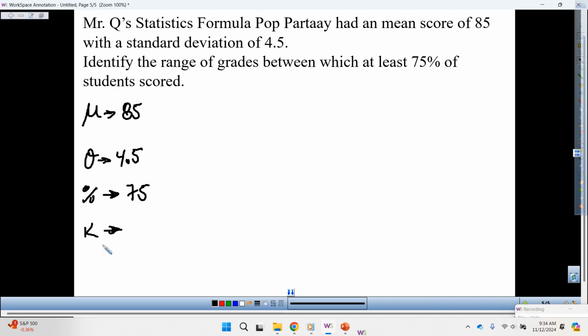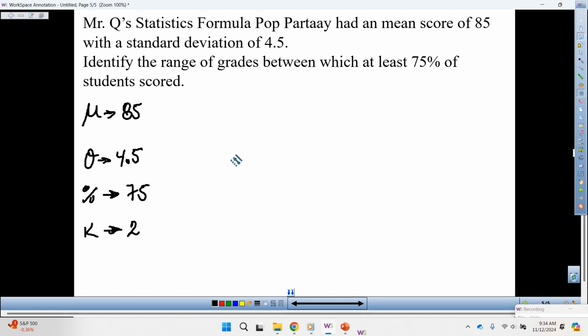75. So that means, what is our K? Tell your neighbor, what is our K according to Chebyshev for that 75? Everyone, what is our K? 2. Yes, 2. All right. So we start with that.